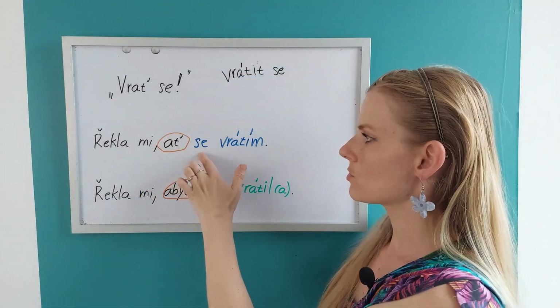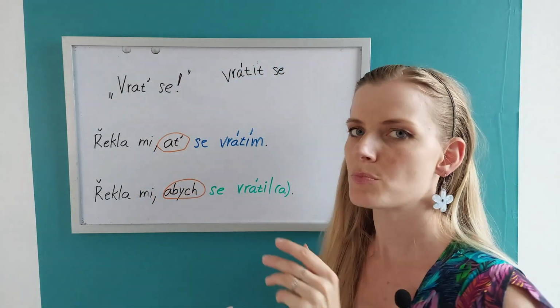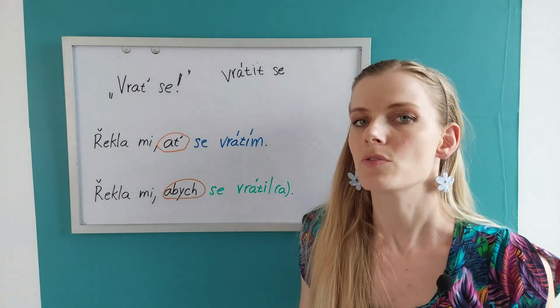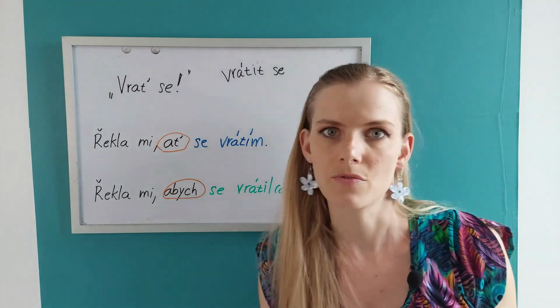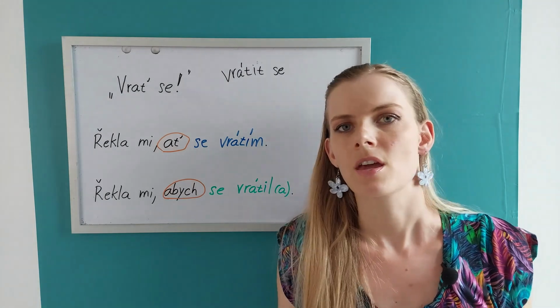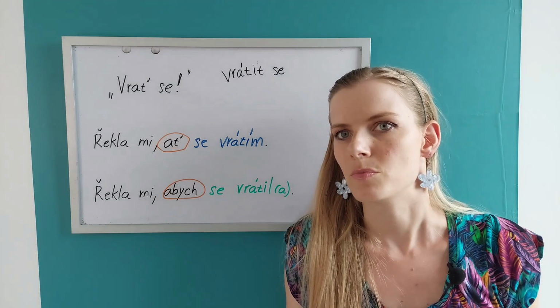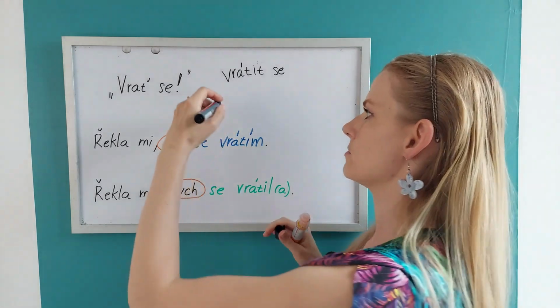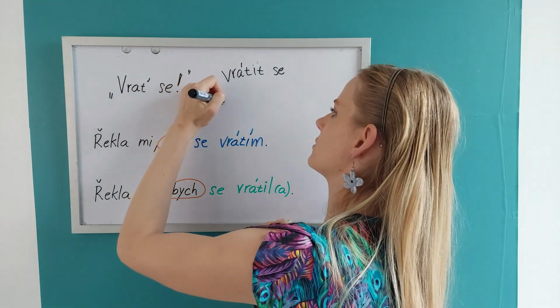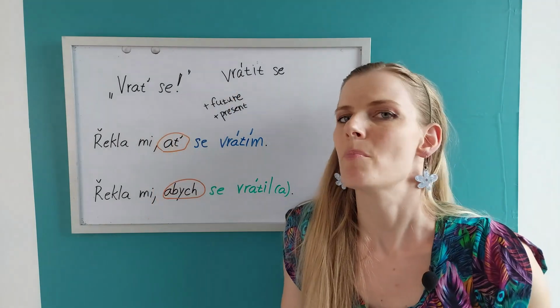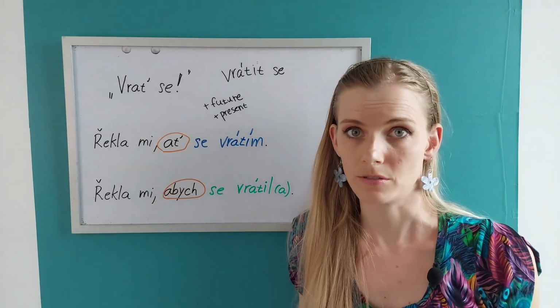Or there could be also present tense, ať plus present tense, if that command, if that imperative was in negative. If you say don't do this, in Czech we almost always use imperfective verbs for this command in the negative form. So ať can be followed by the future tense or by present, but never past tense or conditional.